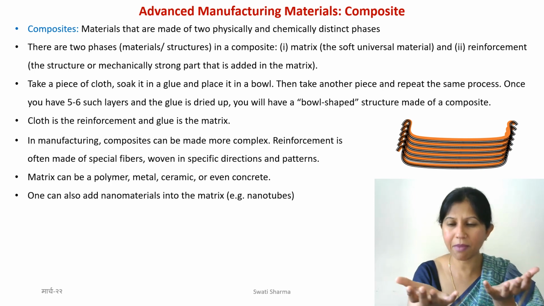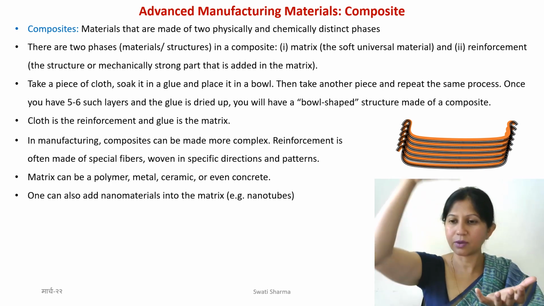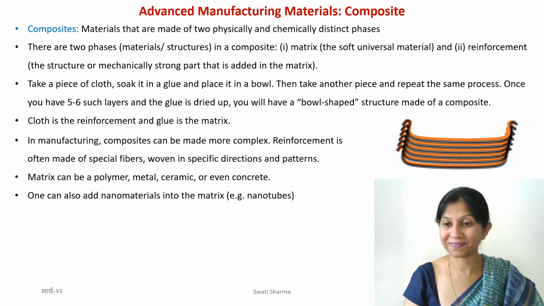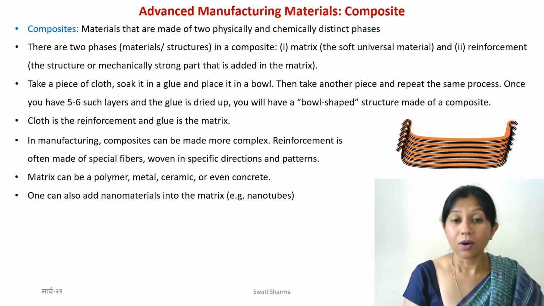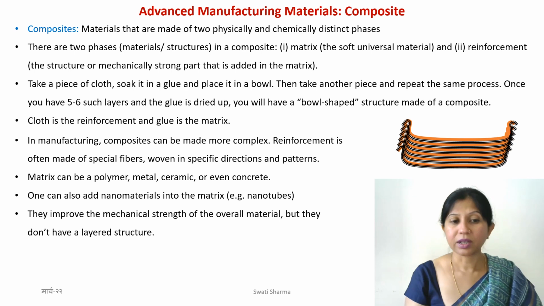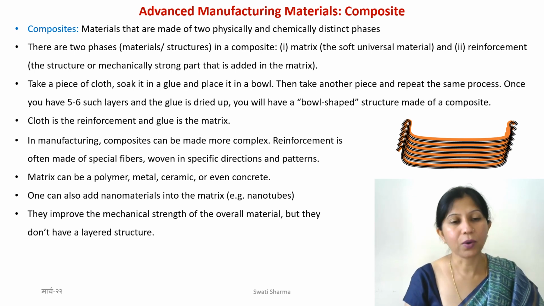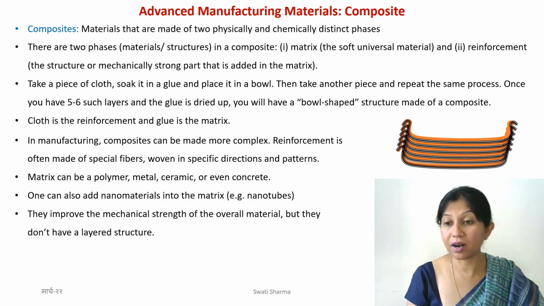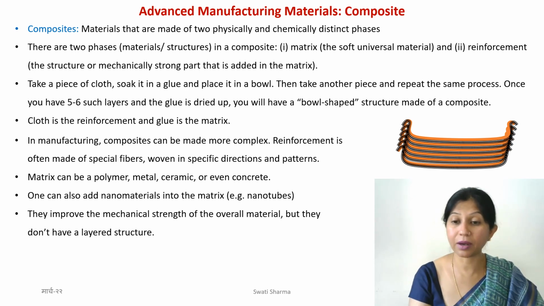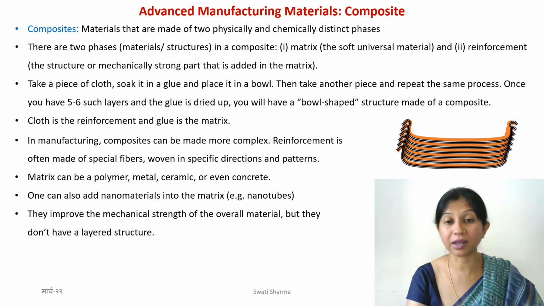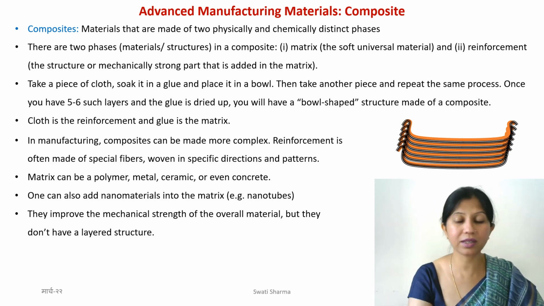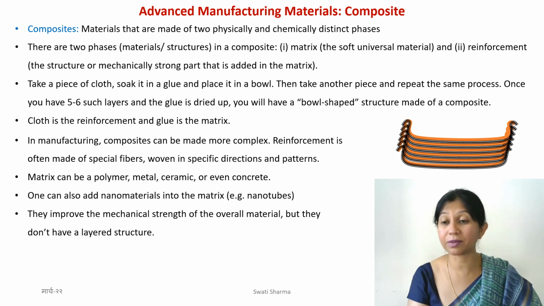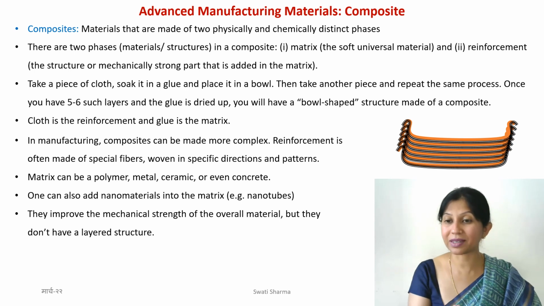You can imagine the name matrix itself suggests that it will contain something in it. Okay, now you can also add nanomaterials or other kinds of materials inside. Okay, now what do these things do? The main reason why we are, at least in today's technology, making composite materials is to improve the mechanical strength of various structures. We can also improve electrical conductivity, but for all these things, electrical conductivity, thermal conductivity, we already have metals and ceramics and other materials.